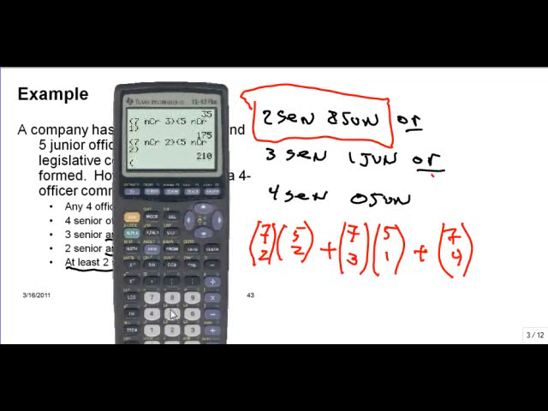And again, we can have the calculator do all of this for us. So we can just go 7 choose 2, 7 math PRB, menu option 3, 2, close, plus, open bracket, 7 math PRB 3, close, and then 5 choose 1, so that's 5 math PRB, menu option 3, and a 1, close, plus 7 math PRB, menu option 3, 4. And then press enter.